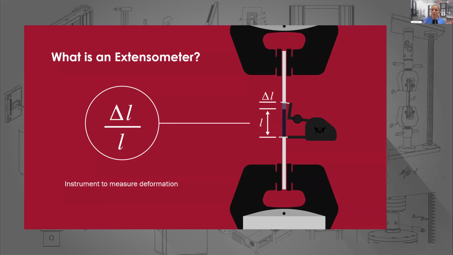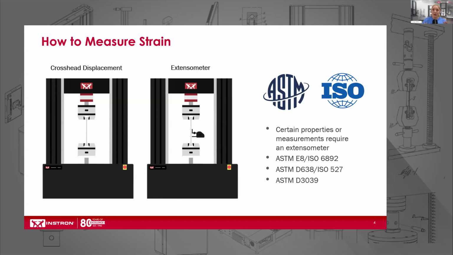So being able to obtain very highly accurate strain measurements is critical for the material selection process. How a material behaves under load will govern what situations it's appropriate to be used in and implemented in. Extensometers are the most accurate way to measure strain.